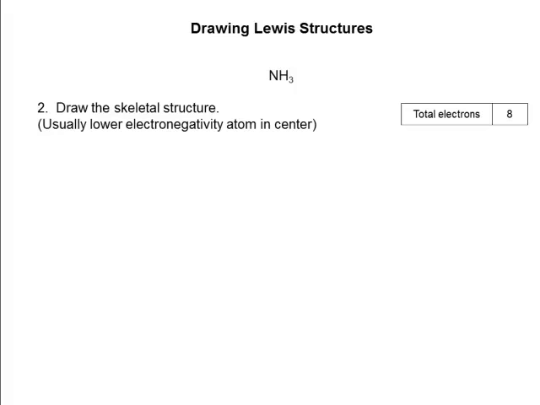So when I draw out the skeletal structure, all I'm going to do is put that nitrogen in the center and then have a single bond connecting all of my external atoms. So nitrogen with a single bond to each individual hydrogen. Okay, that's what I mean by that skeletal structure. Not putting any other lone pairs in there. All I'm doing is drawing the central atom, external atoms, drawing those single bonds in.